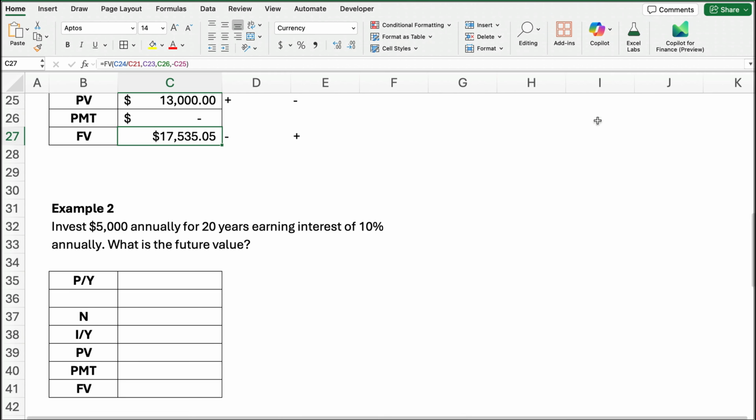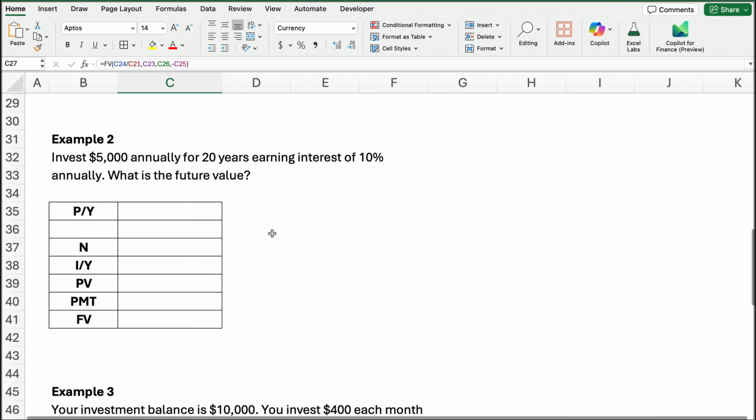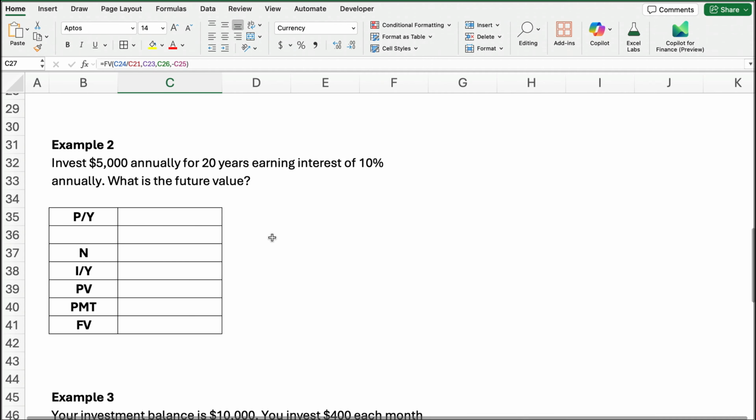Let's look at example number 2, changing some things. Let's say we invest $5,000 annually for 20 years, earning interest of 10% annually. What's the future value? Okay, so it looks like this is an annual problem. We're putting in $5,000 every year. So this is going to be 1 period per year. The number of periods is going to be 20. The interest rate is going to be 10%. The present value looks like it's 0. There's nothing to start in the problem. But we're going to set aside $5,000 each year for 20 years.